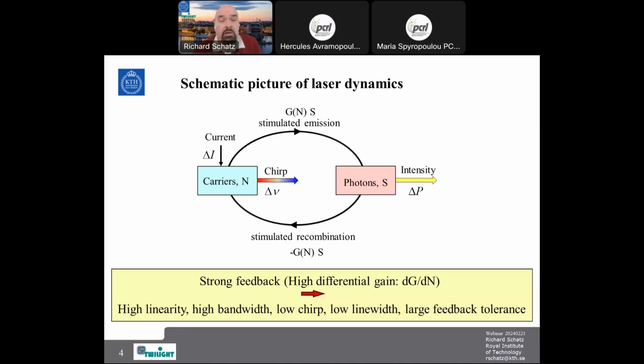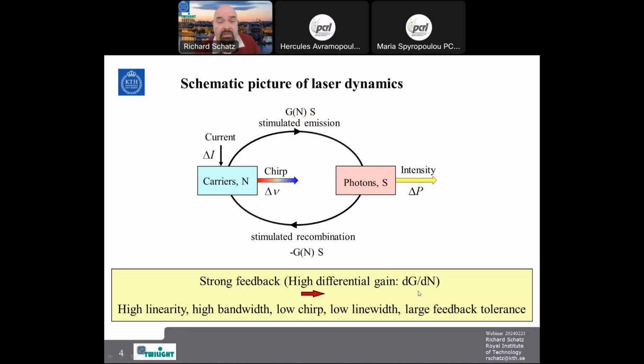So by having a large feedback gain in this loop, you can make this loop work at higher bandwidths. The feedback gain is given by how much the stimulated emission changes when you change the carrier density. So it mainly depends on how much the gain changes when you change the carrier density. That is called the differential gain.